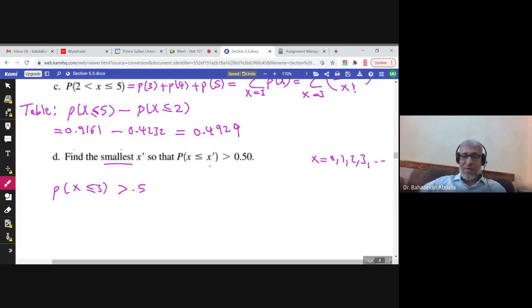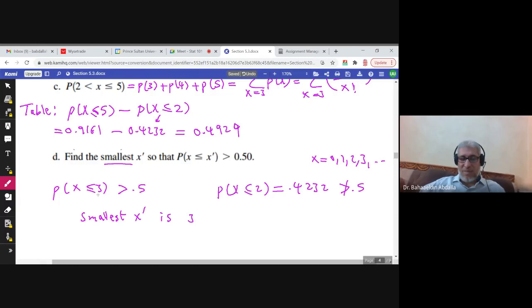So could 3 be the answer? You have to make sure that it is the smallest x prime. Smallest means you have to check probability of x less than or equal to 2. Is it greater than 0.5? If probability of x less than or equal to 2 is greater than 0.5, then the smallest is not 3, the smallest would be 2. Maybe also you have to check less than or equal to 1. But here remember we evaluated this from the table, probability of x less than or equal to 2, and we found that it's 0.4232. Is it greater than 0.5? No, it is not. So what is the smallest x prime? The smallest x prime is the number 3.